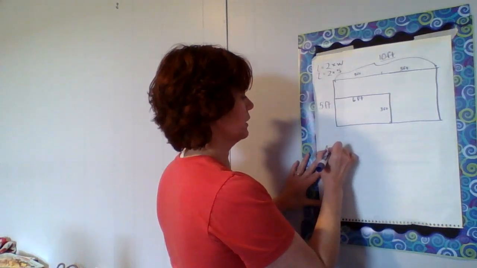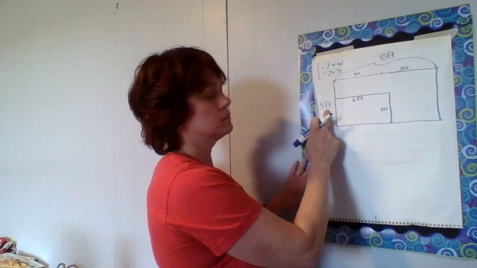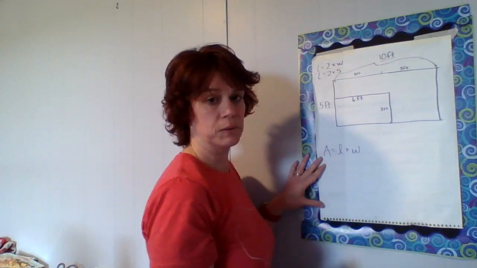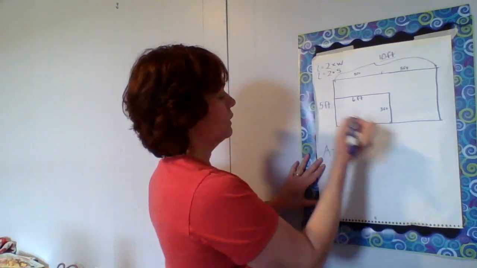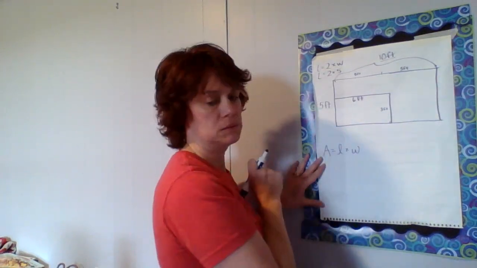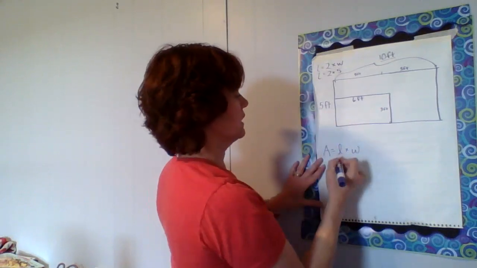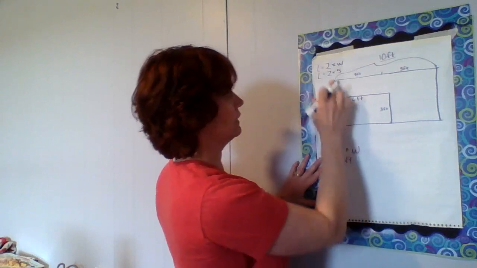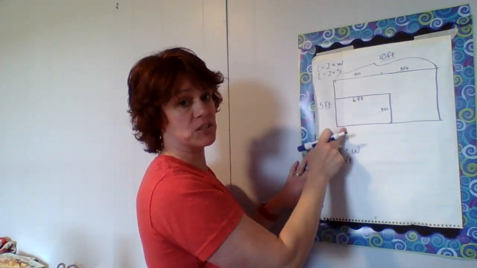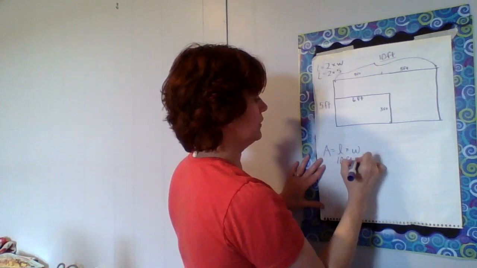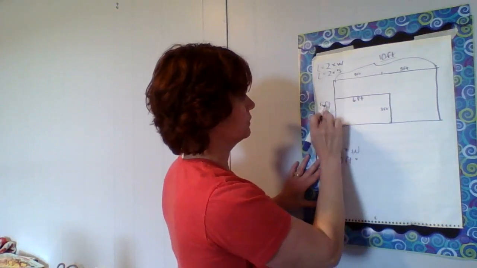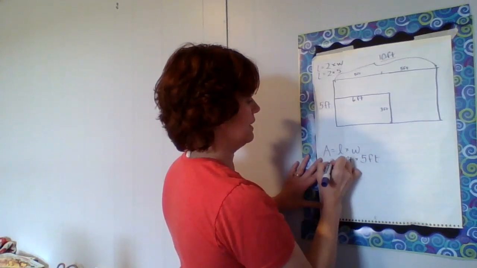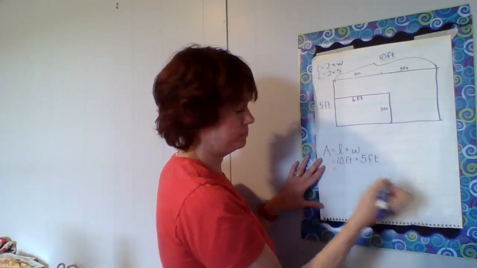So how do we solve for area? Well, we take length times width, right? So I'm going to start with the tent. So I'm going to take length, which is 10 feet. Remember, we had to solve for that because it was twice as much as the width. So 10 feet times the width is 5 feet. So we have 10 times 5.